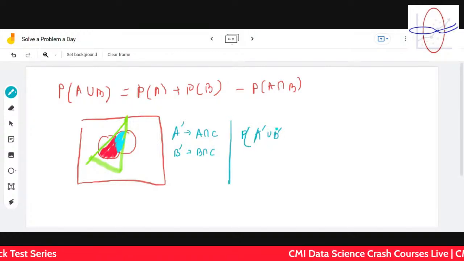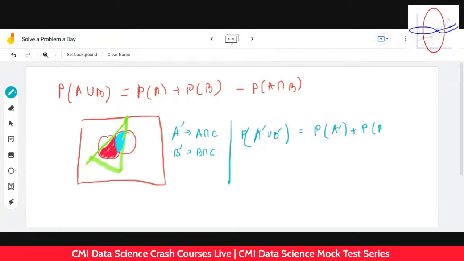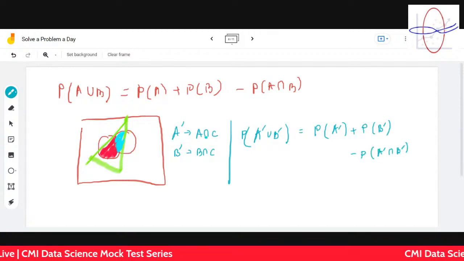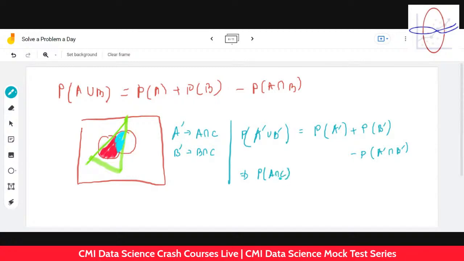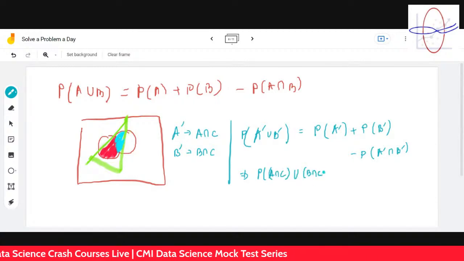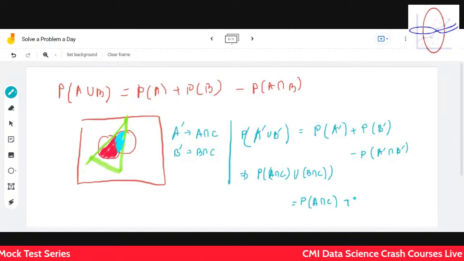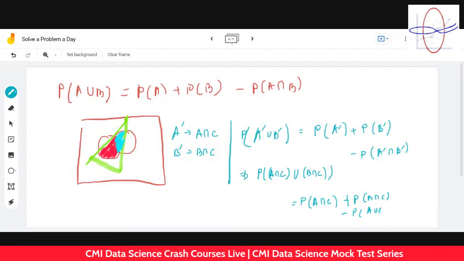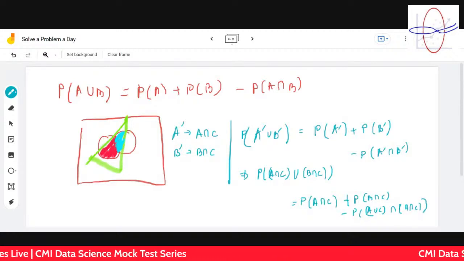is equal to probability of A dash plus probability of B dash minus probability of A dash intersection B dash. So we can write this as probability of A intersection C union B intersection C is equal to probability of A intersection C plus probability of B intersection C minus probability of A intersection C intersection B intersection C. Just replacing the values over here.